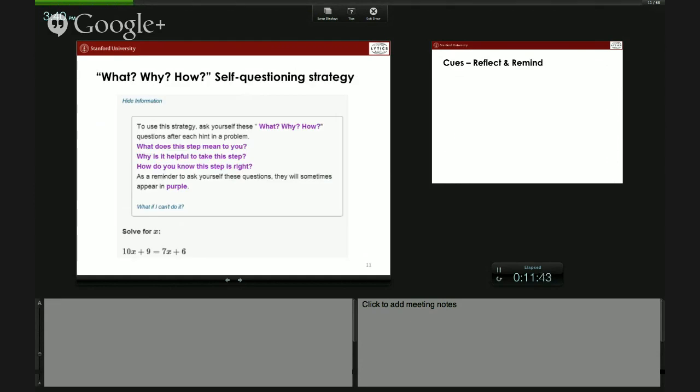So to use this strategy, ask yourself these what, why, how questions after each hint on a problem. What does this step mean to you? Why is it helpful to take this step? Or how do you know the step is right?